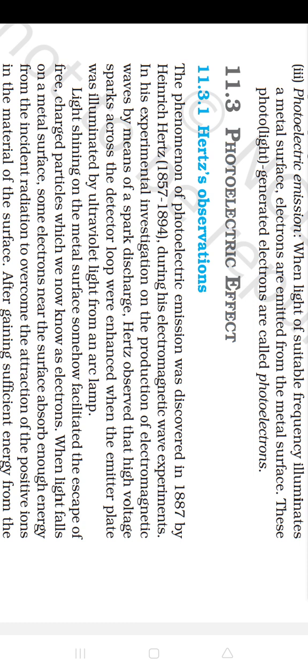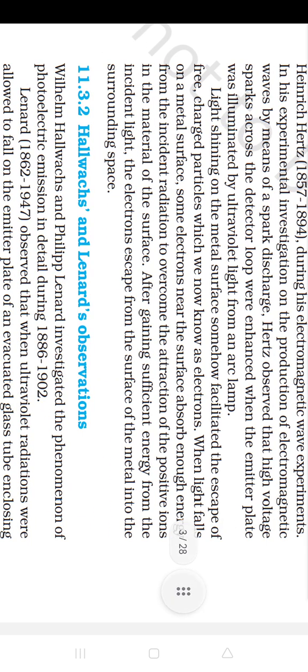lamp. Light shining on the metal surface somehow facilitated the escape of free charged particles, which we now know as electrons. When light falls on a metal surface, some electrons near the surface absorb enough energy from the incident radiation to overcome the attraction of the positive ions in the material of the surface. After gaining sufficient energy from the incident light, the electrons escape from the surface of the metal into the surrounding space. 11.3.2 Hallwachs's and Lenard's observations.